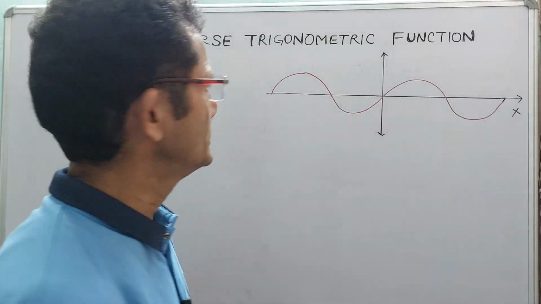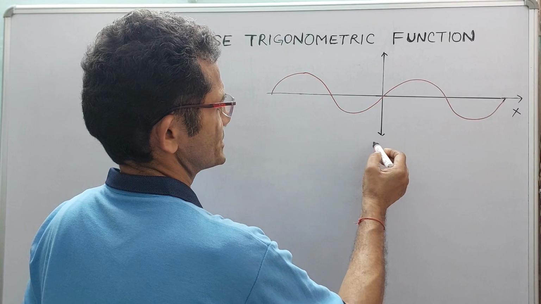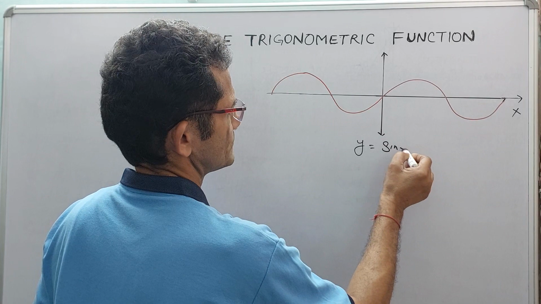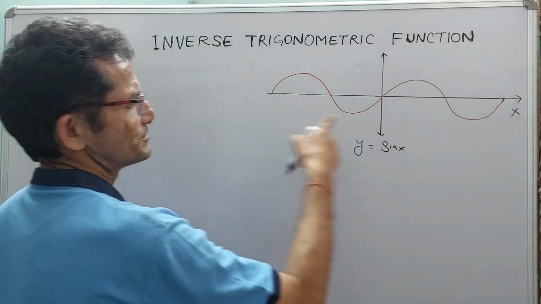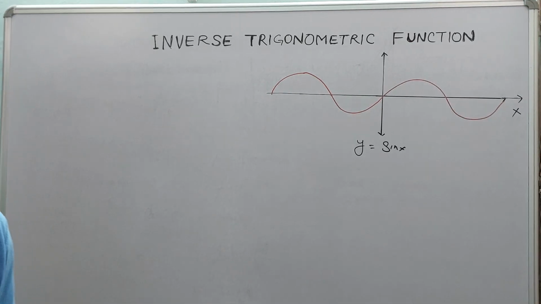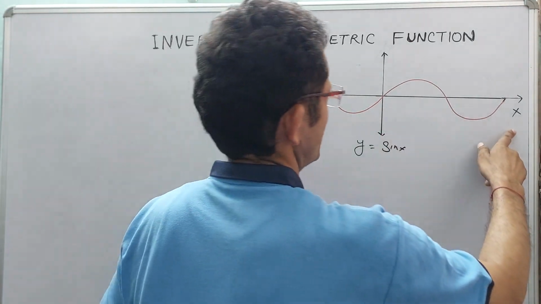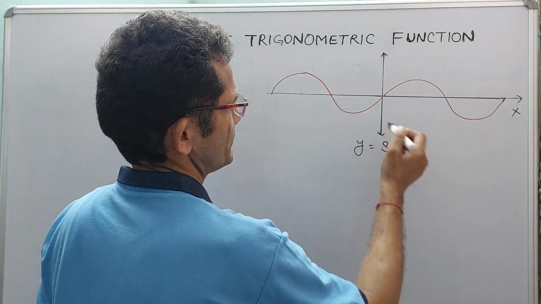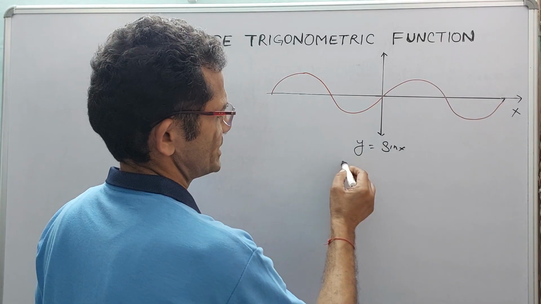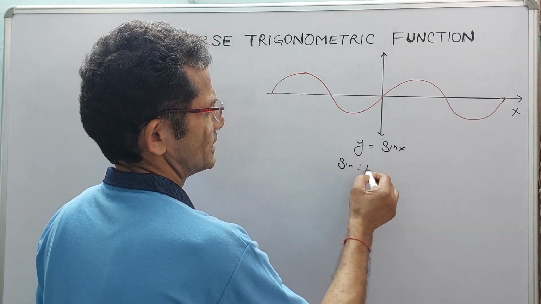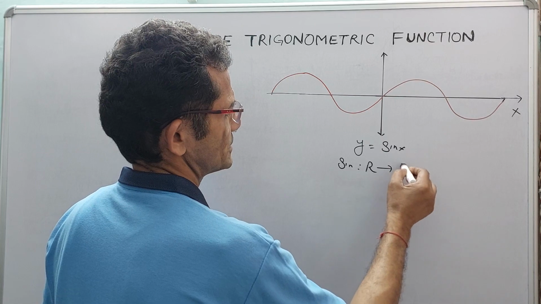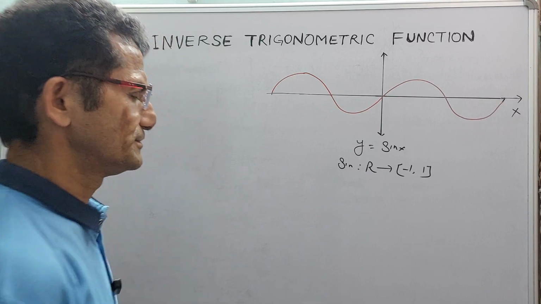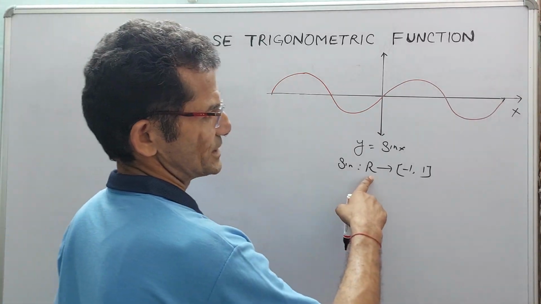Now first we start with the sine function. This is the sine function, y is equal to sin x. Its domain, not range, is from minus infinity to plus infinity. So this is the domain part, and this is the codomain. The codomain we already know: the sine function is defined from the set of R to the interval minus 1 to plus 1. So therefore this is the function, its domain is the set of real numbers R.